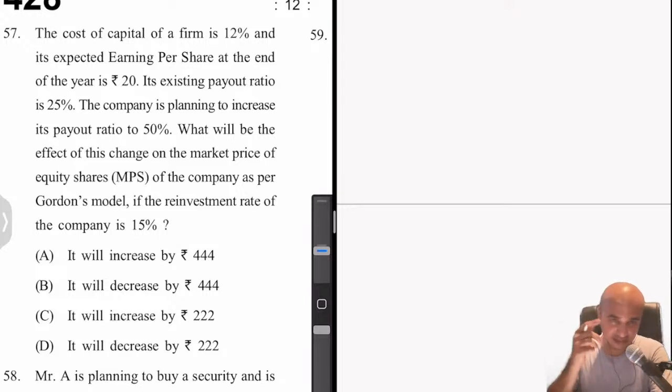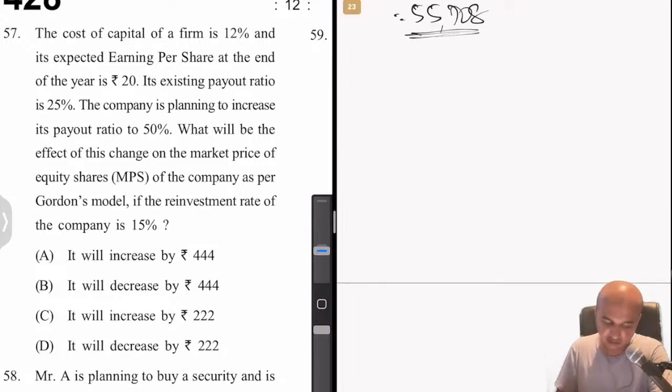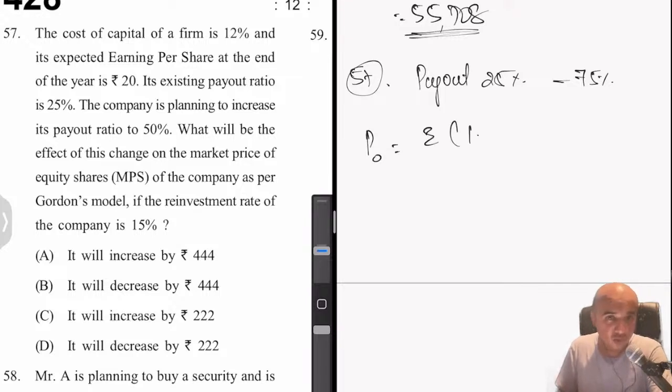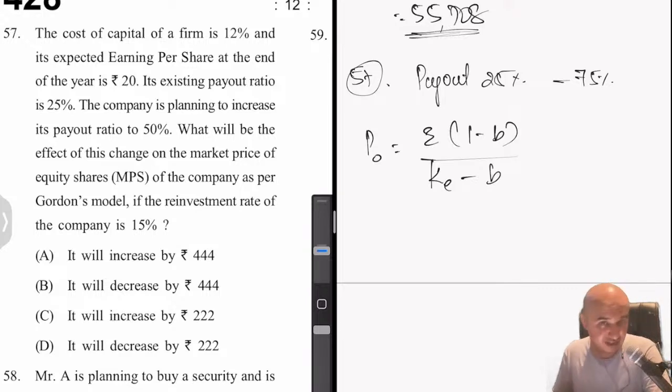This requires some bit of calculation because there are 2 situations here. We'll have to identify under both situations. Let us try to do that. So payout ratio, they say, is 25% existing. So that means retention ratio would be 75%. So the price would be nothing but earnings into 1 minus retention ratio divided by cost of equity minus retention ratio into the reinvestment rate. So this is the formula to identify the price.